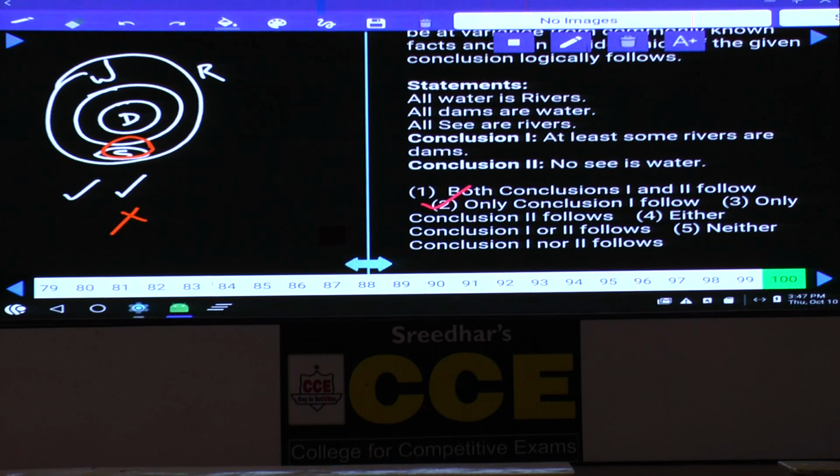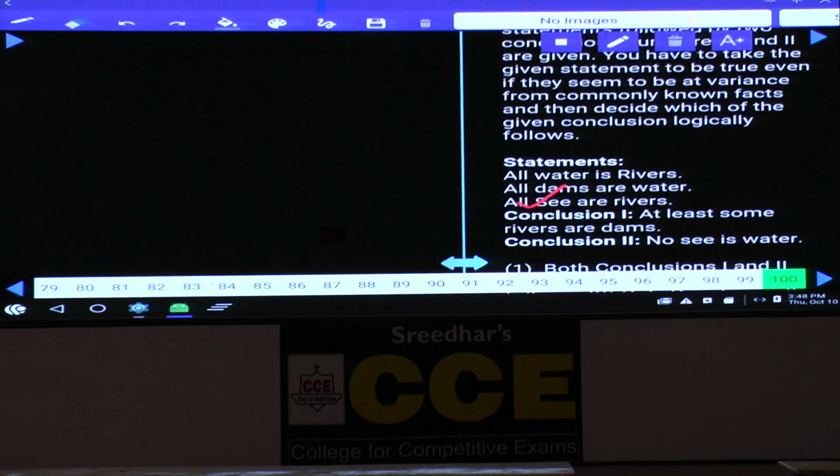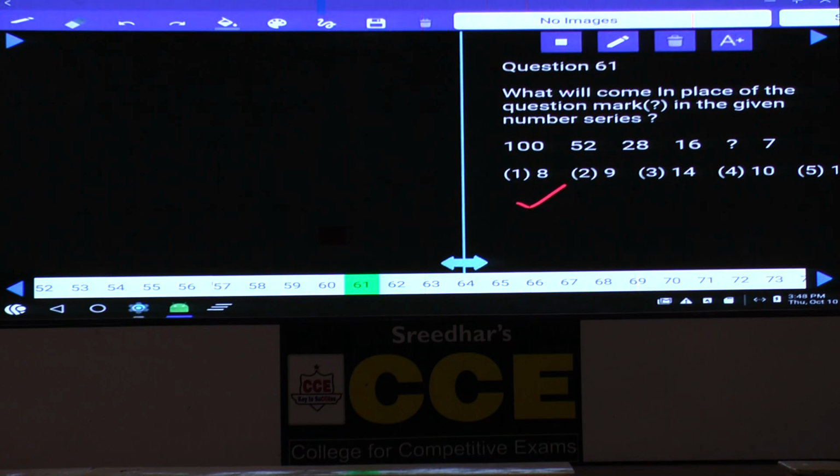Now this is about question number 100, choice 2 is the answer. Next, number series. Now question number 61 to 65. Now in this question number 61 to 65, what is the information we have? Now number series will come in the next place. Next number in the series.